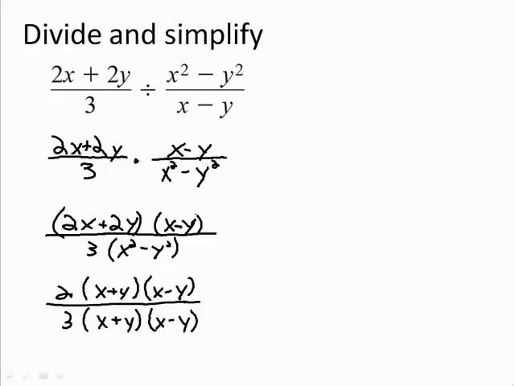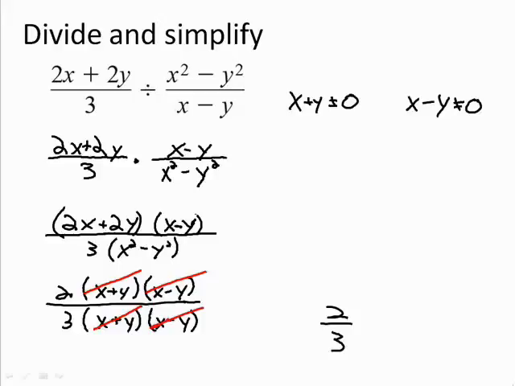2 times the quantity x plus y times the quantity x minus y divided by 3 times the quantity x plus y times the quantity x minus y. The x plus y's and the x minus y's cancel out. You are left with 2/3. This expression has to have the same domain as the original expression. The original expression had x plus y and x minus y in the denominator. If either of these factors are equal to 0, then the denominator is equal to 0 and the entire expression is undefined. So x plus y cannot be equal to 0 and x minus y cannot be equal to 0.